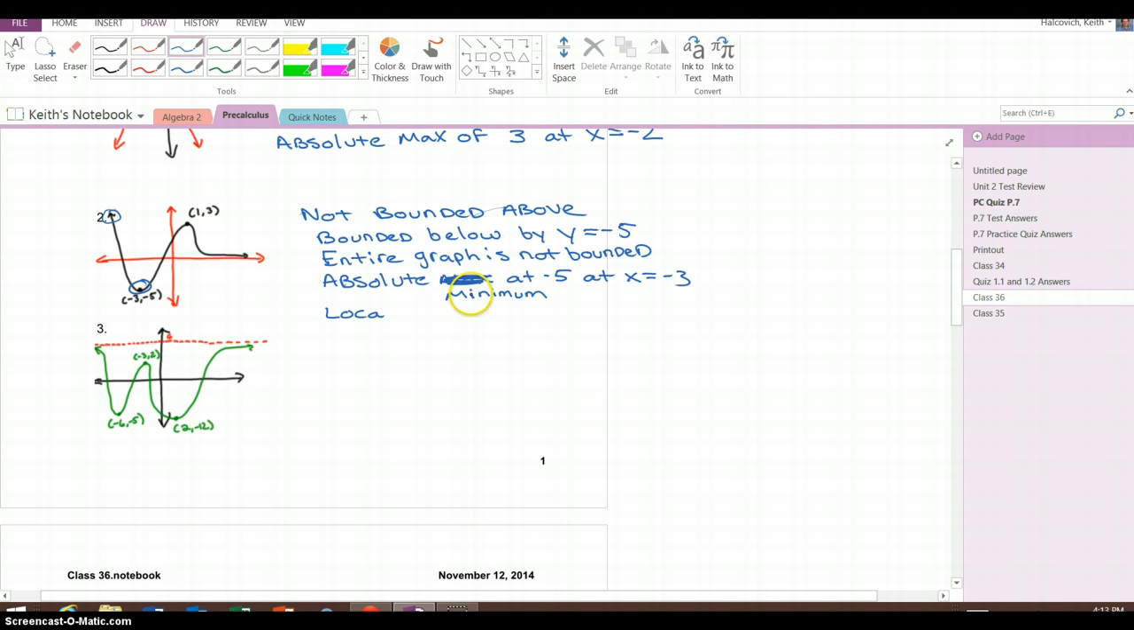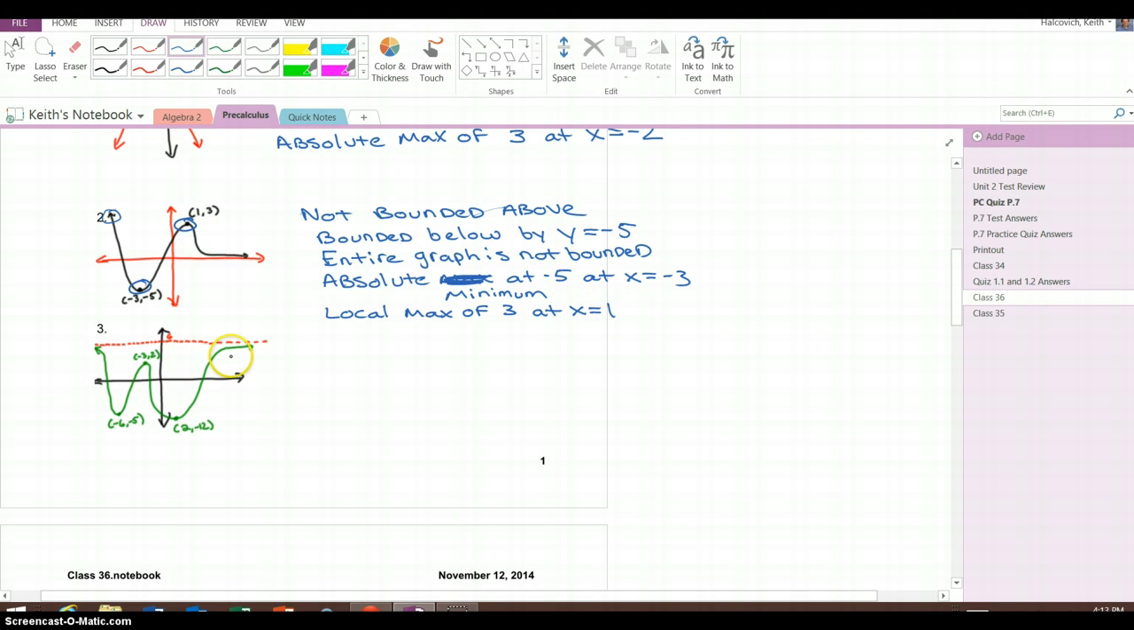There's also a local maximum because, remember, this graph goes on forever, so there is no absolute maximum. But there's a local maximum here at the top of this parabola, and it's a local maximum of 3, and it occurs at x equals 1. That is a local maximum because it's not the maximum part of the graph, it's just the maximum part of this area at the top of the parabola.